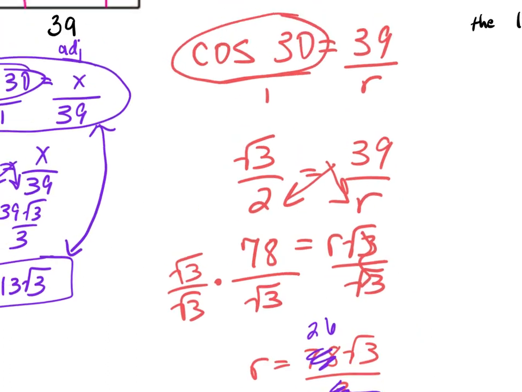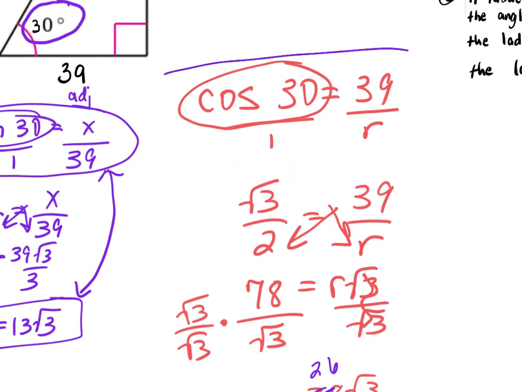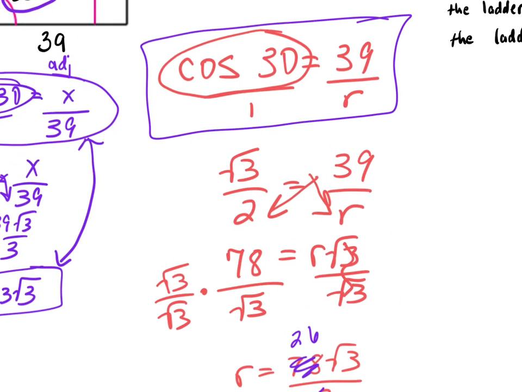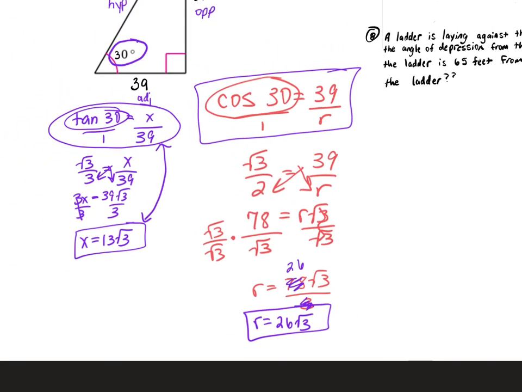And again, if you work it out at this stage, like I showed you how to cross multiply, get a decimal answer, it will be the same as 26 times the square root of 3 in decimal form. But I have to have these answers when it says exact value.